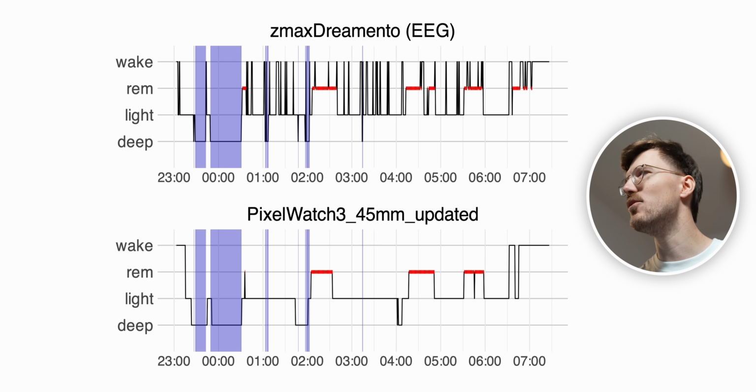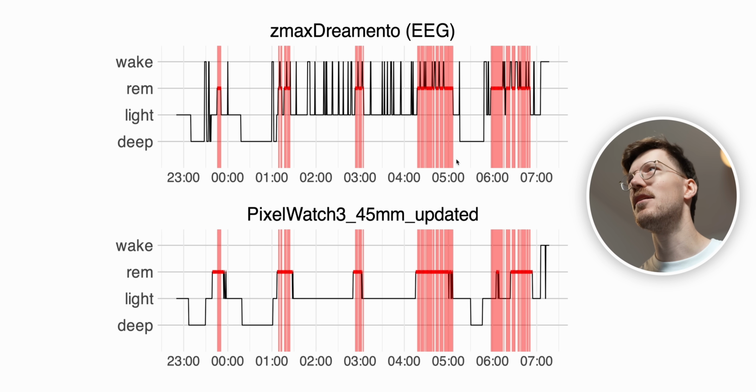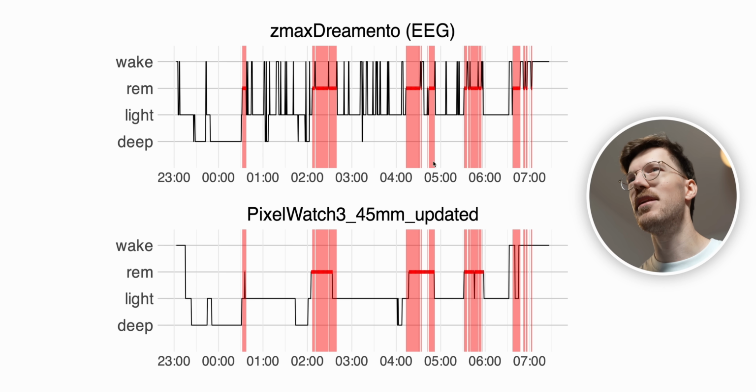But let's now take a look at the REM sleep detection. Now the REM sleep as detected by the EEG device is now marked in red, and you can see an almost perfect agreement between the EEG device and the Pixel Watch 3. So looking really good. And also for this second night, we see mostly really good agreement. Even this very short segment right here matches quite well.